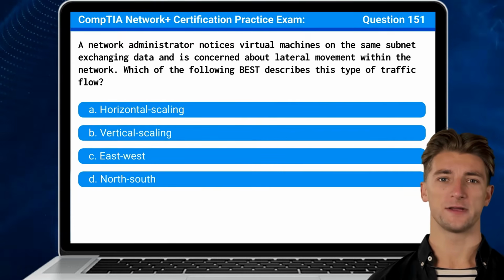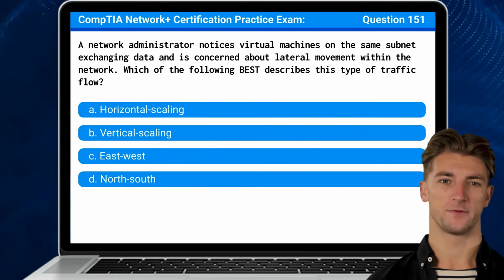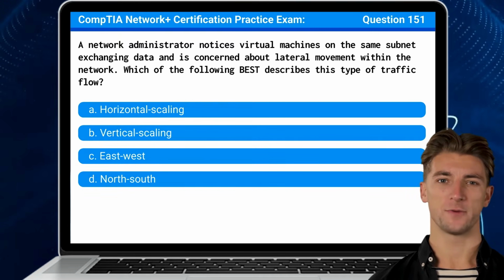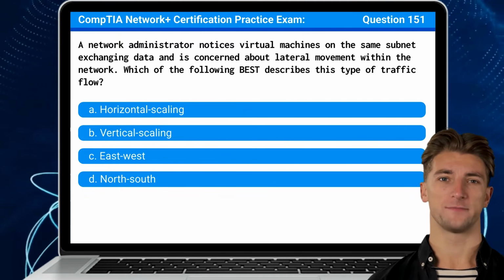Question 151. A network administrator notices virtual machines on the same subnet exchanging data and is concerned about lateral movement within the network. Which of the following best describes this type of traffic flow?